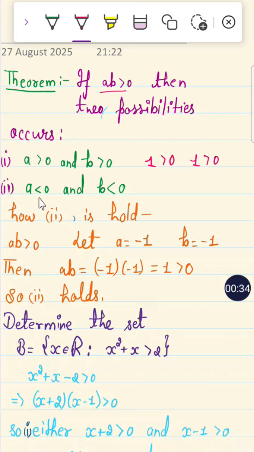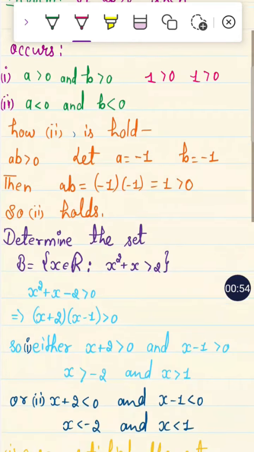But the second one is not obvious. If a is less than 0 and b is also less than 0, then ab is greater than 0. How is it possible? Let a equal -1 and b equal -1. Then the product ab is equal to -1 times -1, which is equal to 1. That is greater than 0. So the second holds.